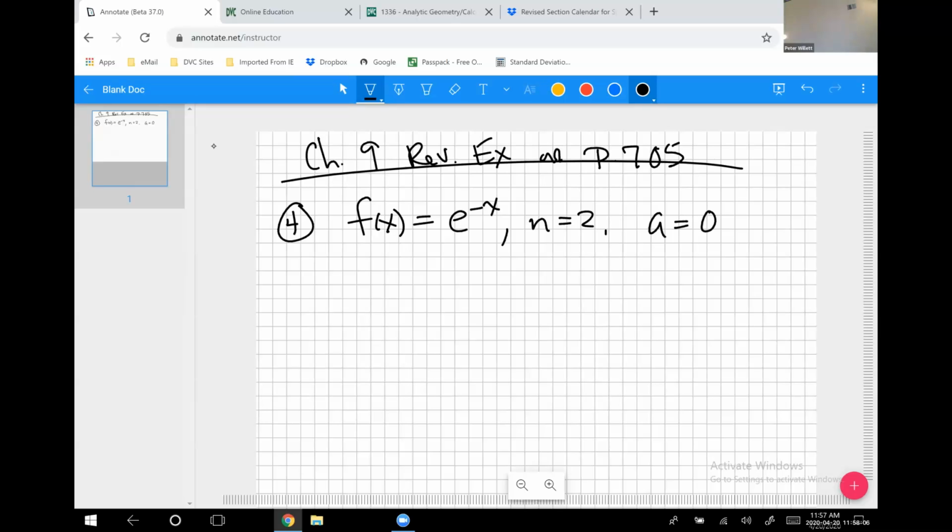Okay, sorry about that. So we want basically a quadratic, a second degree approximation of this function, second order Taylor polynomial. So to calculate that, we need to know the derivatives.